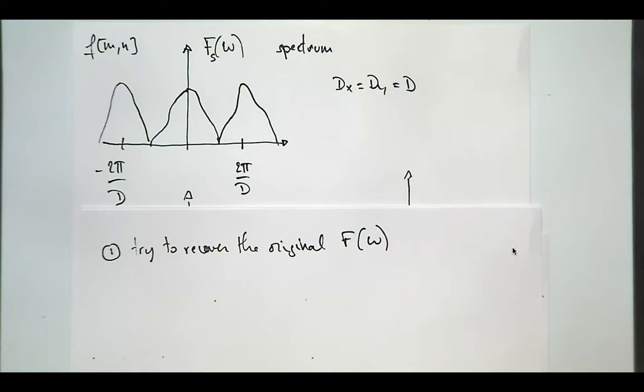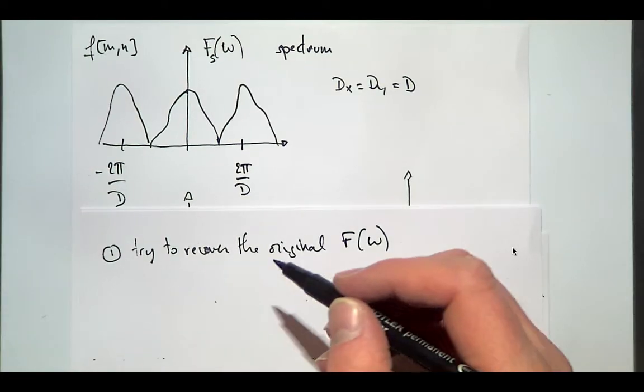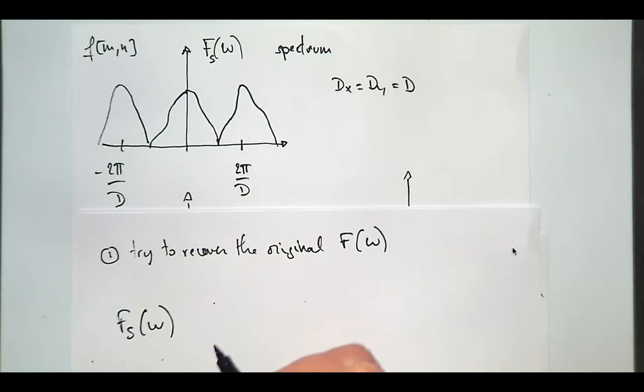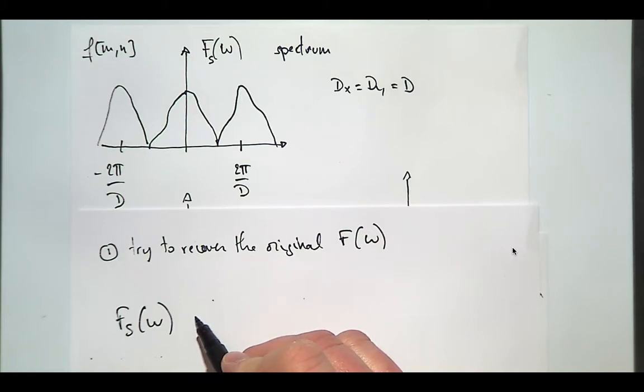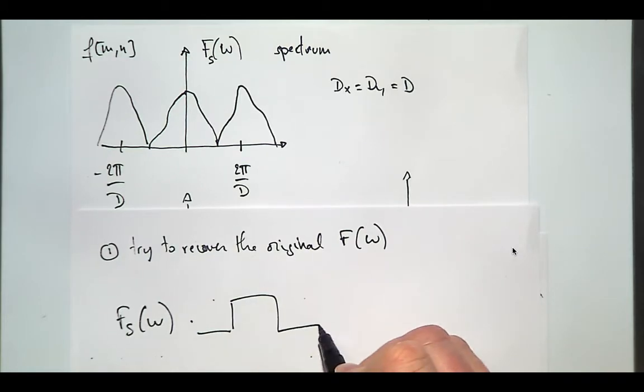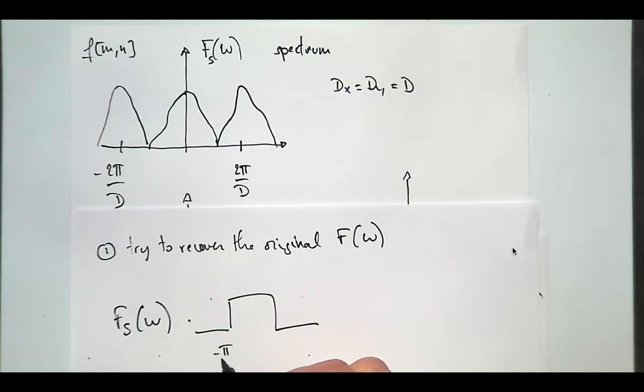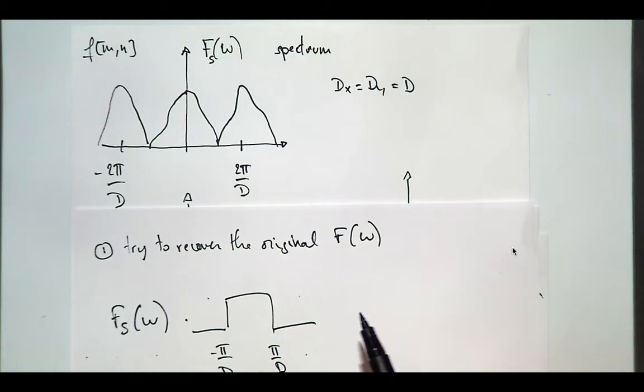How would you go about trying to find where is the part that corresponds to the original spectrum? What would it look like? Just the middle one, right? So what we want to apply is some kind of ideal pass filter on that. We want to multiply the replicated spectrum by some kind of rectangular shape, between minus pi over d and pi over d.